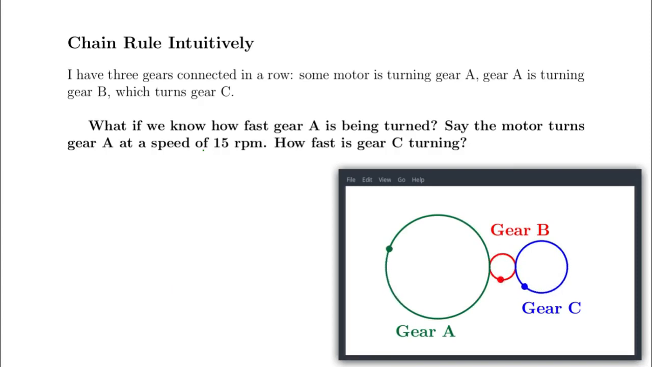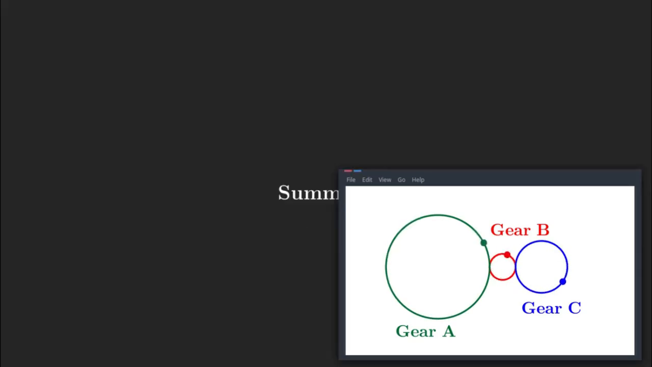Now what we could do is use this to say, if we know that gear A is being turned at a speed of 15 revolutions a minute from whatever motor is turning it, then we can find the rate of change of C, the speed of C, because we know that dC over dA is 2. So C is turning at 2 times 15, 30 RPM. Easy enough. Cool.